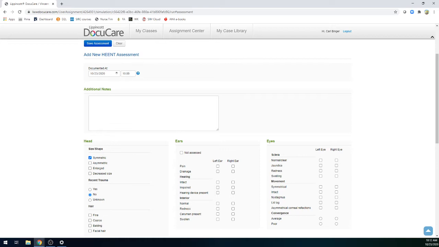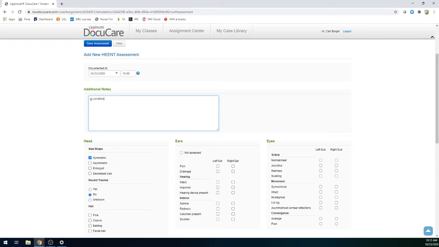And you can always make that additional note here. You know, again, deferred due to patient condition. Okay? Save it. Now I know you would have done this assessment if time permitted, but you did do part of it by doing the symmetrical. There is no recent trauma, things like that. It's just a quick look assessment.